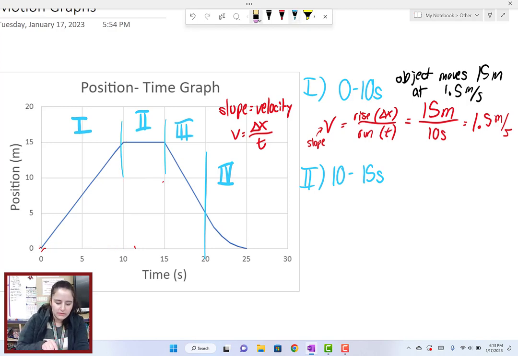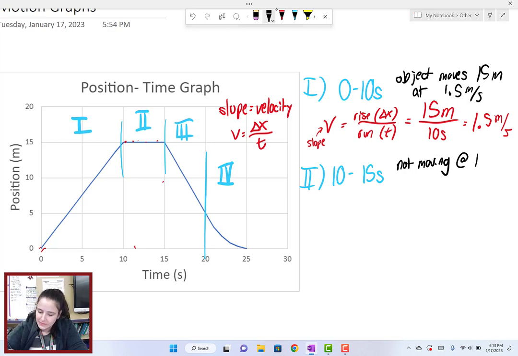From 10 to 15, we see that the position is constant. If your position is constant, how would you describe that motion? You're not moving. You can say not moving, at rest, or constant position; any of those would be fine. It's not moving at the 15-meter mark, which is 15 meters away from whatever we marked as position zero, its starting point. So the slope, aka the velocity, is zero.